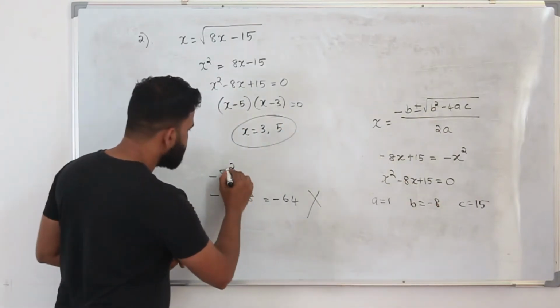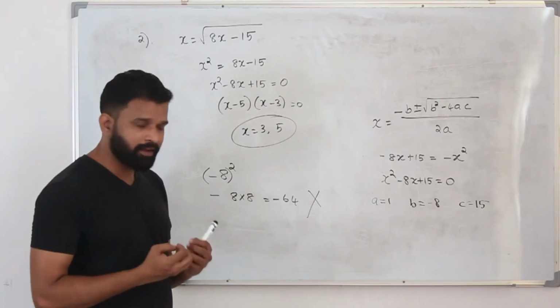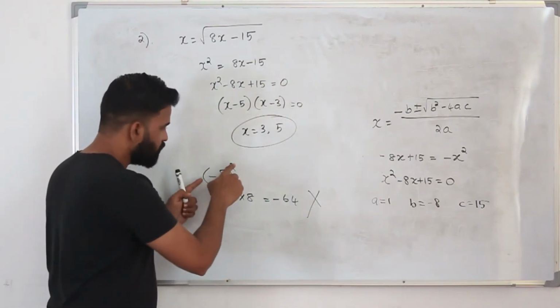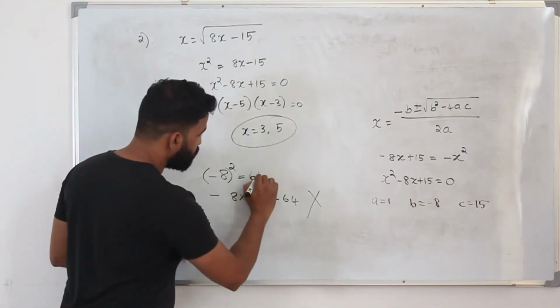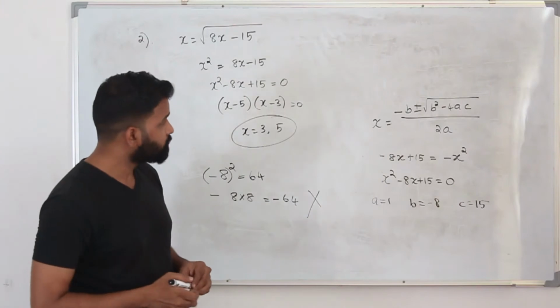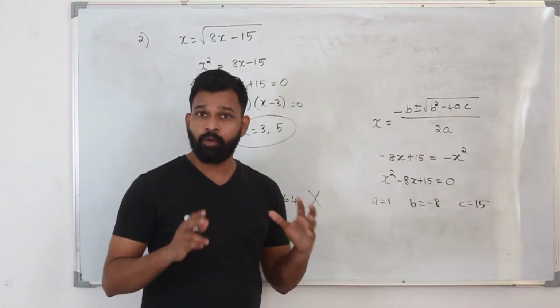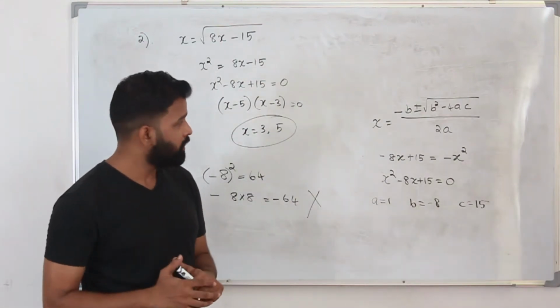Because you need to square the b. That means minus 8 whole square. So whenever dealing with a negative number, it's always good practice to add the parentheses, so you will get a positive and won't make any mistake. So this value is supposed to be positive 64. Basically these are all the things covered in subtopic 2.1.